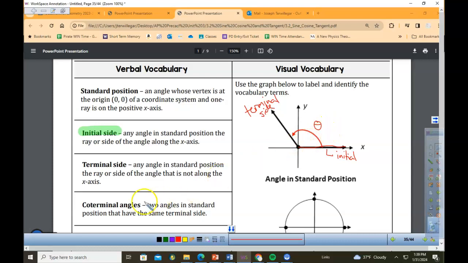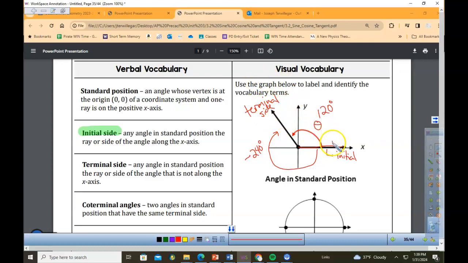Now, coterminal angles are two angles that have the same exact terminal side. And we'll get to what that means in a little bit. But think about it this way. Let's say this angle was 120 degrees, positive counterclockwise. If I went clockwise, I could have gotten there by going negative 240 degrees. So going negative 240 or positive 120 has the same terminal side, so they're coterminal angles. They end in the same spot.